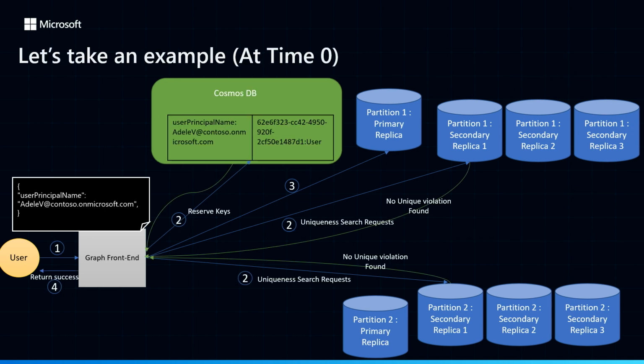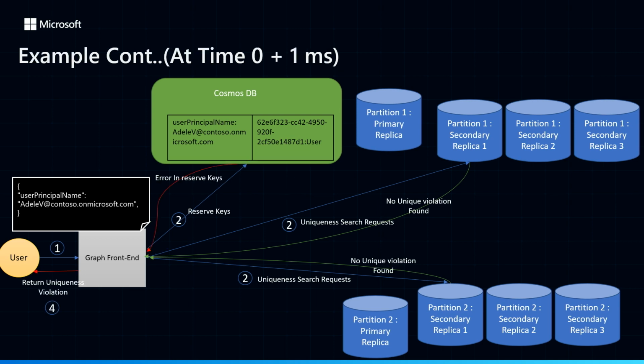Let's take an example at time 0. Here the user principal name Adelv at Contoso on Microsoft.com is getting posted to Graph Frontend. Graph Frontend receives this request and makes concurrent calls to all the secondary replicas for the uniqueness check. Because the user is not present currently in these secondary replicas, these replicas return back no uniqueness check violation. In that case, we go ahead and Cosmos DB reserves the keys. Subsequently, Graph Frontend makes a request to the primary replica to write the actual user object.